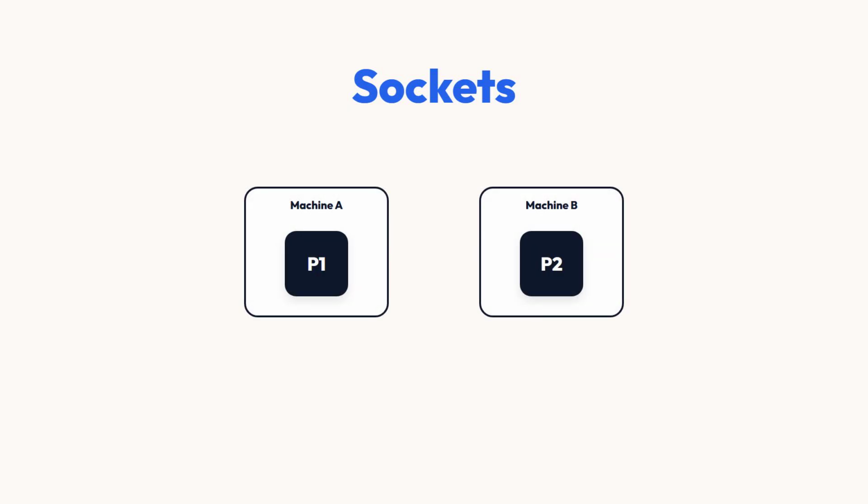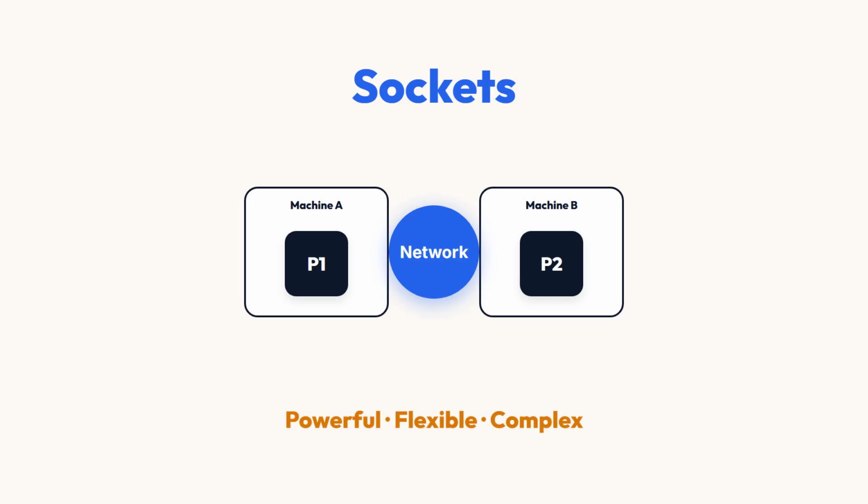Now let's move to something more powerful, sockets. Sockets are more general. They allow communication between processes on the same machine, or even across different machines. So if you think about network applications, sockets are what make that possible. Compared to pipes and message queues, sockets are more powerful and flexible, but also more complex.